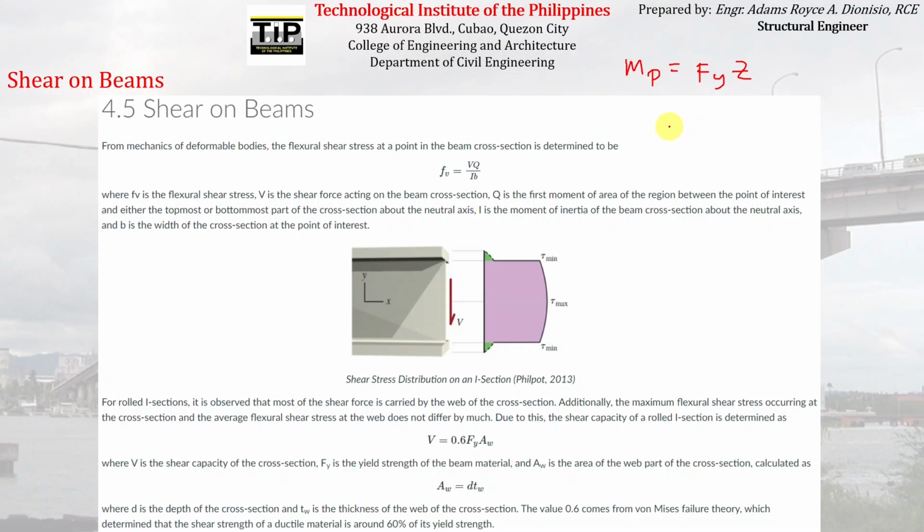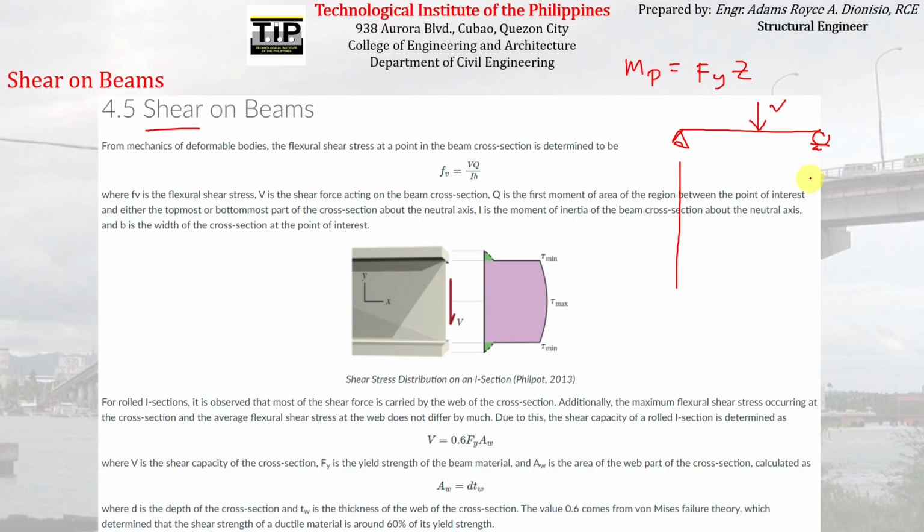Our beam is not only subjected to bending moment as an internal effect, but it is also subjected to shear forces. Okay, because if you can remember, if we have a beam, say for example a simply supported beam loaded by a certain magnitude of load, say a point load there, we know for a fact that the effect of this load on the beam is not only to induce bending moment but also shear forces.